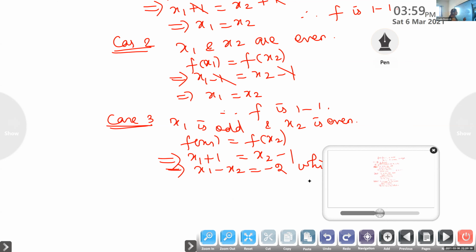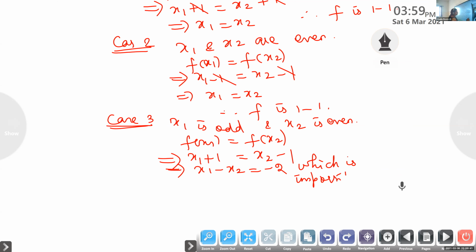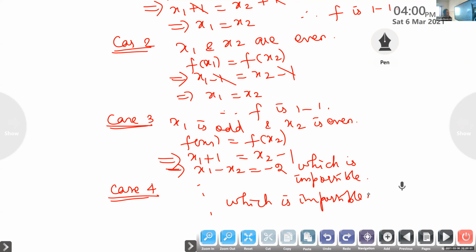These two cases, where one is odd and the other is even, are impossible. In case 4 also the same steps, which is again impossible. These two cases will never happen. Therefore, only 2 cases are possible: both x1 and x2 may be odd or both may be even. And in those 2 cases, f is 1-1. So altogether, we can say f is 1-1.